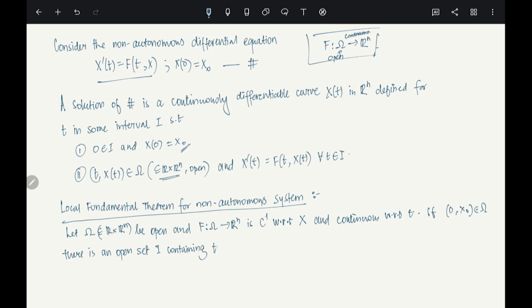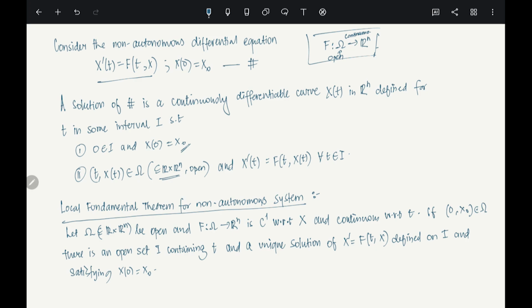This is the open set I containing t, and a unique solution of x prime equals f of (t, x), defined on I, and satisfying x at the point 0 is x naught. See, 0 doesn't have to be 0, it can be any t naught, it doesn't really matter. I'm just writing it to be 0 to make it look pretty, that's all.